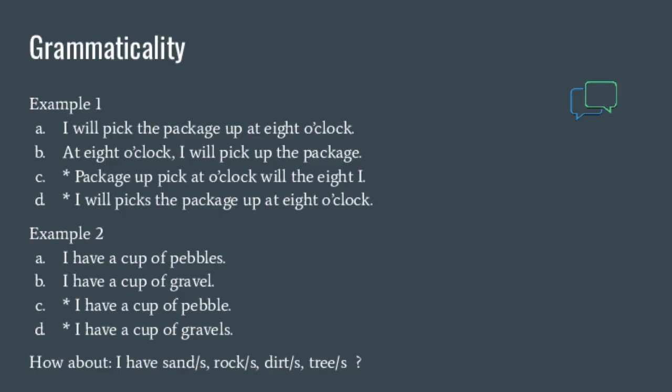Next examples, I have a cup of pebbles, I have a cup of gravel. Okay. I have a cup of pebble? No, it sounds funny. Pebble is a countable thing. I have a couple of gravels? No, because gravel is a material. Native speakers just wouldn't say that. It's not really possible to say that in English, and to try to say these things is nonsensical. It doesn't communicate.